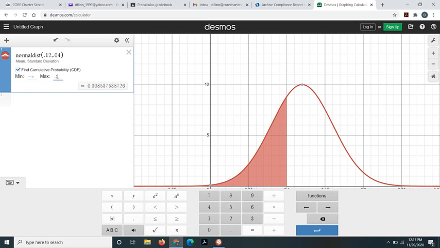There we go. And that gives me about 0.308. So I'm writing that down. And I'm going to check that answer and make sure that's right. Or I'll round it up, 0.309. So that's correct.